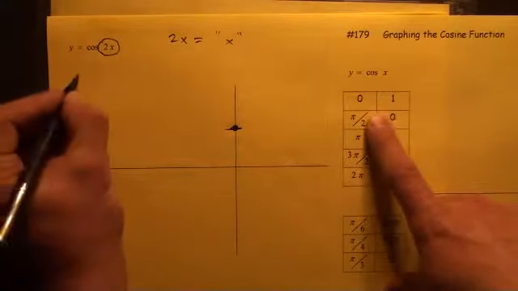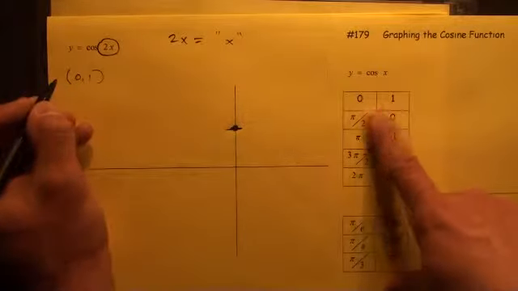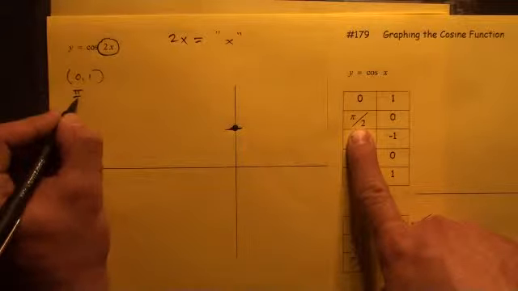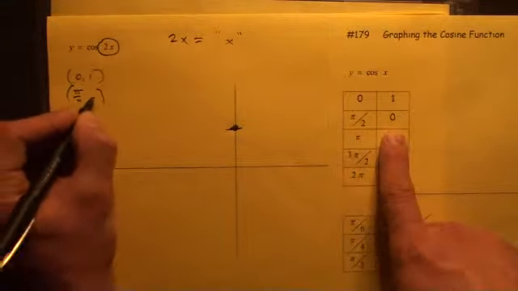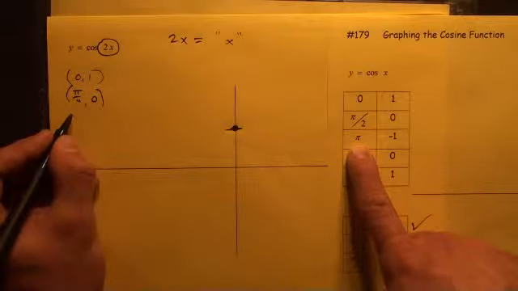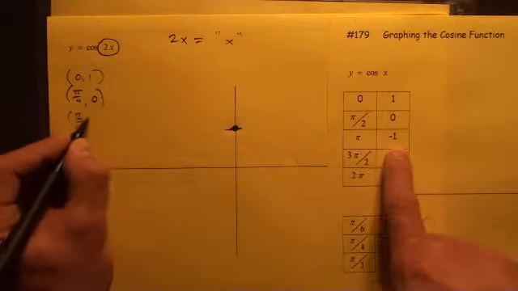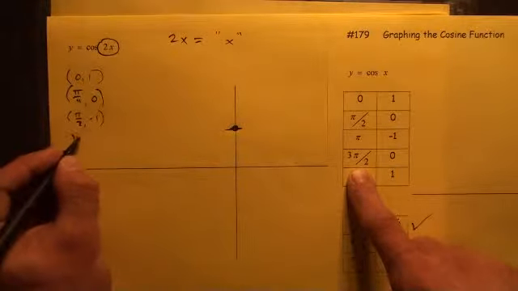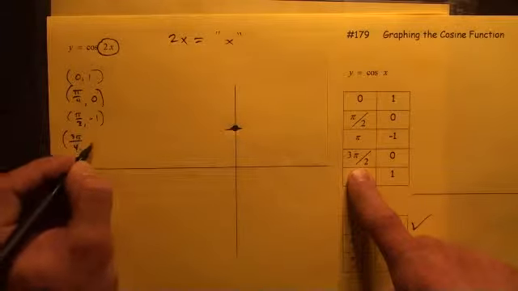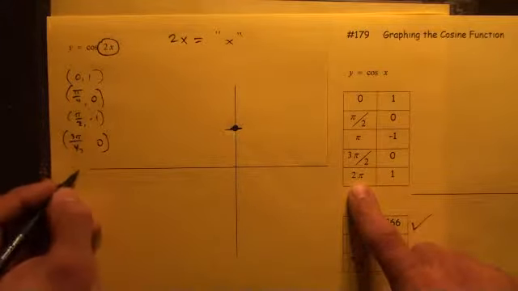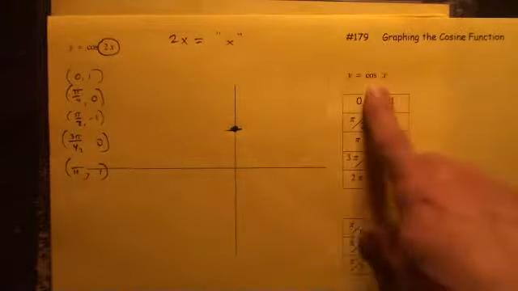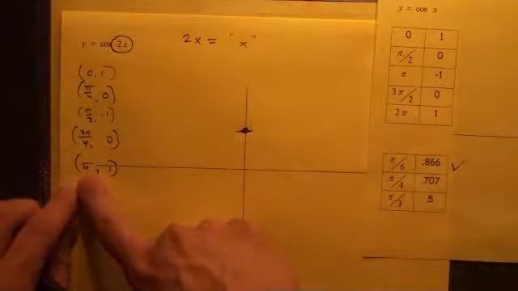So instead of having 0, 1, it'll be 0 over 2, comma 1, which is still 0. But pi over 2 divided by 2 is now what? Pi over 4. Pi divided by 2 is, of course, pi over 2, comma negative 1. And 3 pi over 2 is now what? 3 pi over 4, comma 0. 2 pi divided by 2 is just pi. So therefore, we complete a cosine cycle, a swan-shaped cycle, before we even get to 180 degrees.